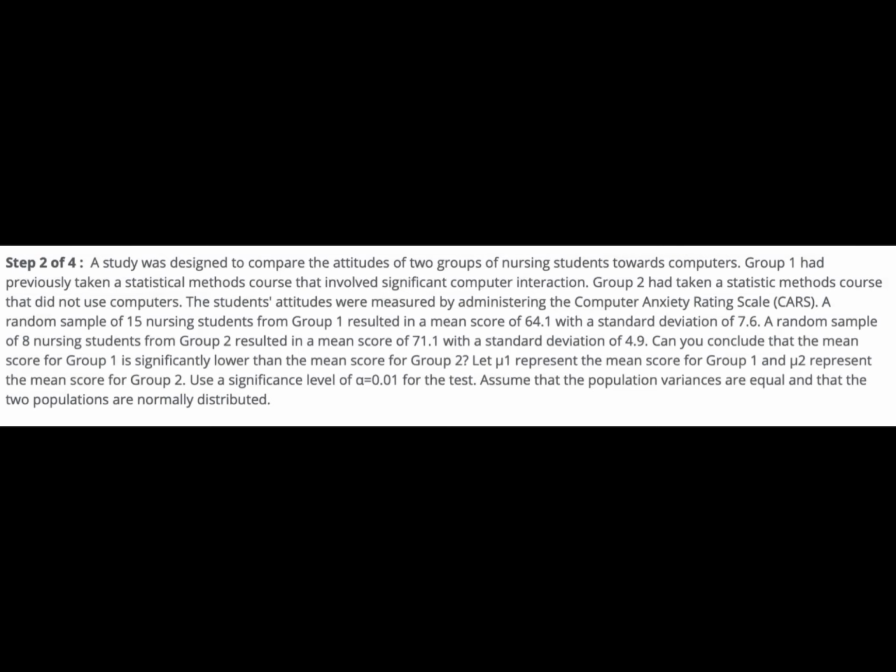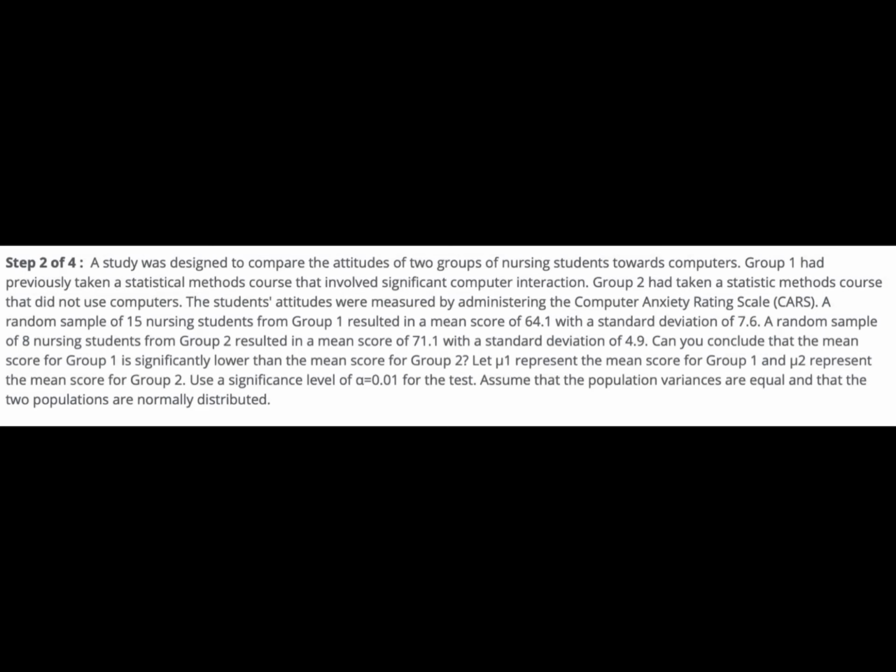And the question is, can we conclude that the mean score for Group 1 is significantly lower than the mean score for Group 2? So we want to know, is the population mean for Group 1 significantly lower than the population mean for Group 2? And we're going to test this at the 0.01 level.